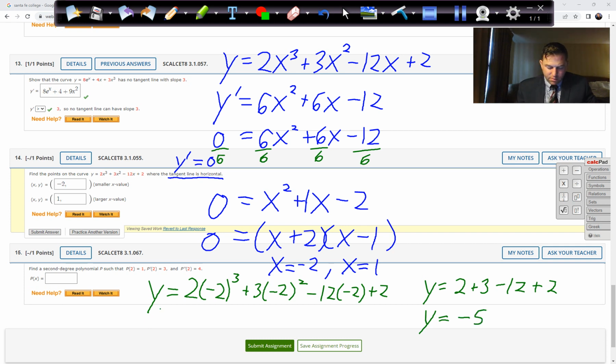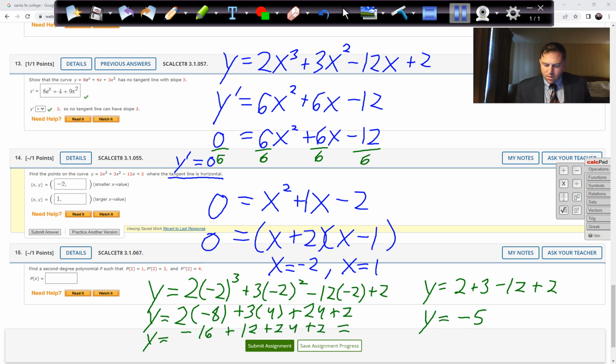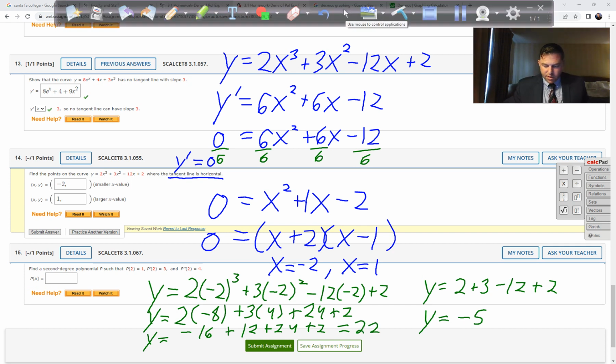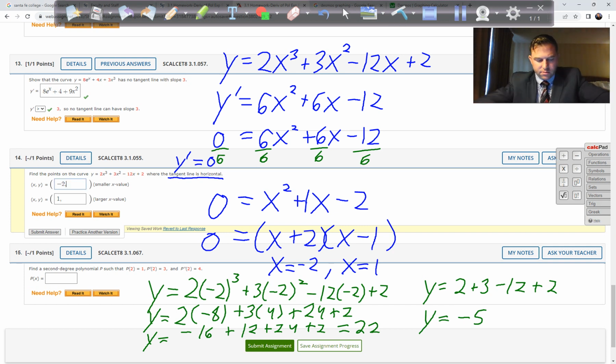And then over here, we got a little more work to do. This is going to be negative 16 plus 12 plus 24 plus 2, and that is going to equal positive 22. So we just have to type those in, but we have to make sure we get them in the right spot. When x is minus 2, the y value is 22. And when x is 1, the y value is negative 5.